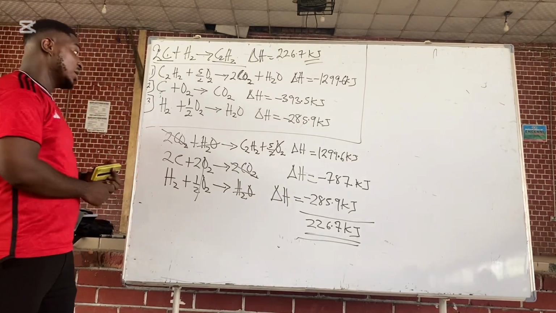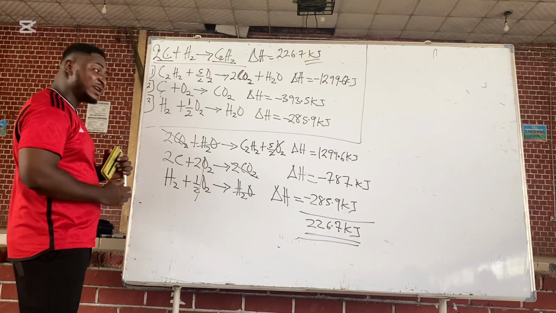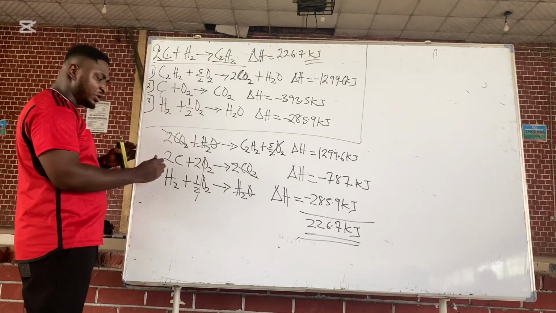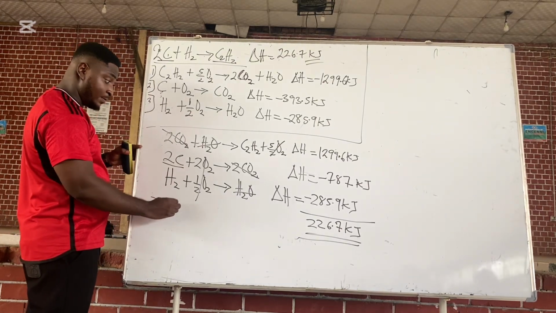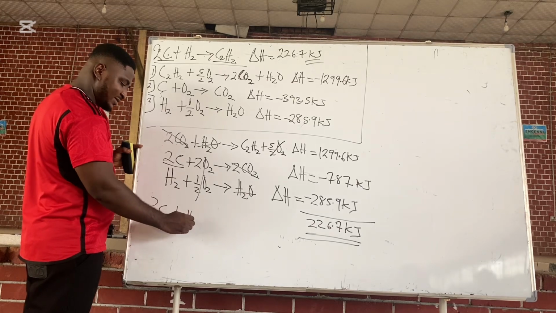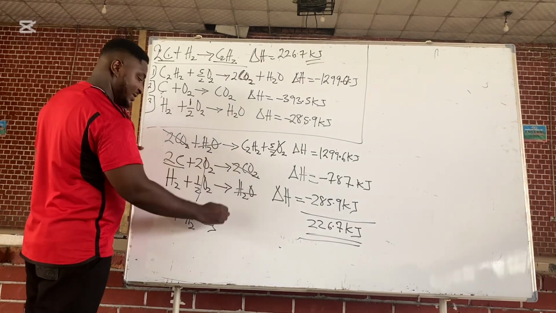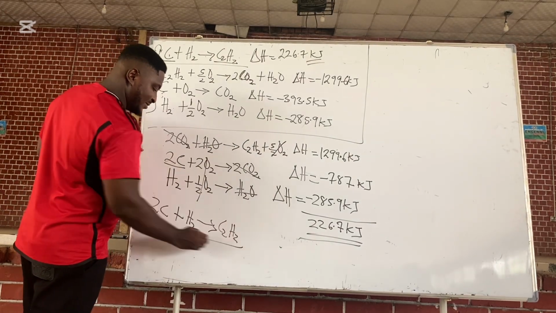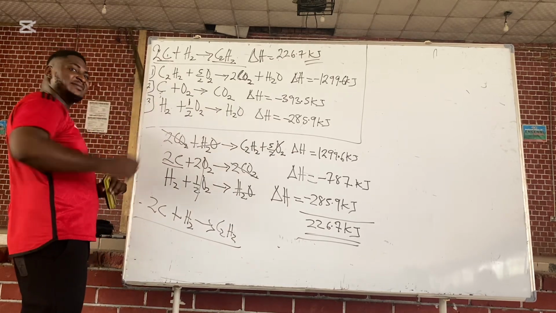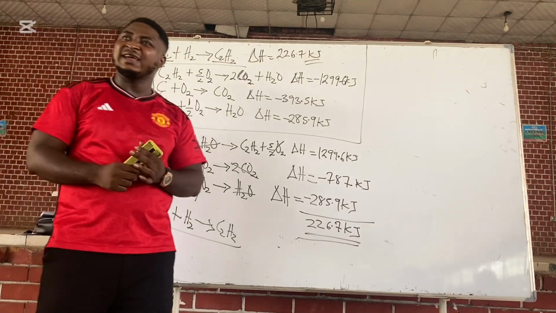Write down everybody that survived on the left. Write down everybody that survived on the right. Who is still surviving on the left? 2C plus to give. Is this what we have up? Yes. Very interesting. Hess Law demystified easily.